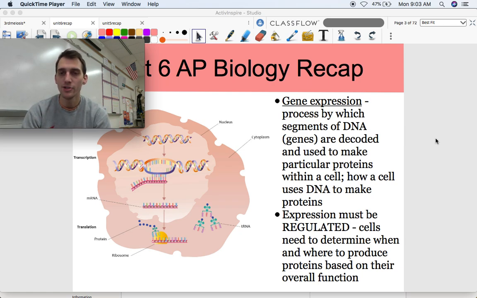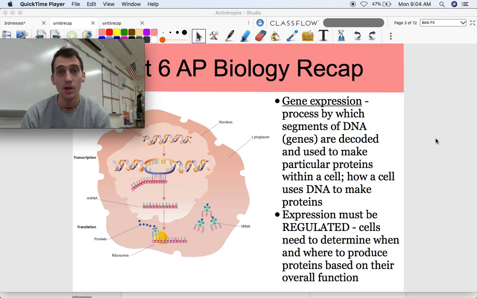And this unit is about gene expression, the process by which segments of DNA, aka genes, are decoded and used to make particular proteins within a cell. How a cell uses DNA to make proteins, like I was just saying. Expression has to be regulated, hence the title of this unit, gene expression and regulation. Cells need to determine when and where to produce proteins based on their overall function. So this is all about making proteins. DNA is the instructions that cells use to make proteins. That's true for all living things.